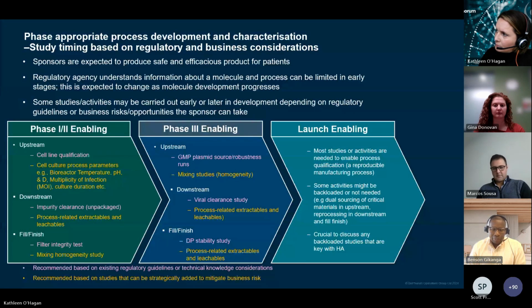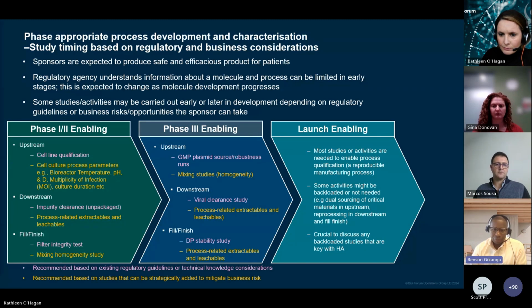The other thing is that the regulatory agency is aware that as we go through the development process, at the very beginning, when we're doing our tox studies and phase 1 studies, we're still trying to understand the molecule and the process. Therefore, there are some things where we can leverage risk assessment. On the other hand, as a company, you may not be willing to spend a lot of time at the very beginning of the molecule because funds can be challenging. But again, the bottom line is that it's our responsibility to produce safe and efficacious material.